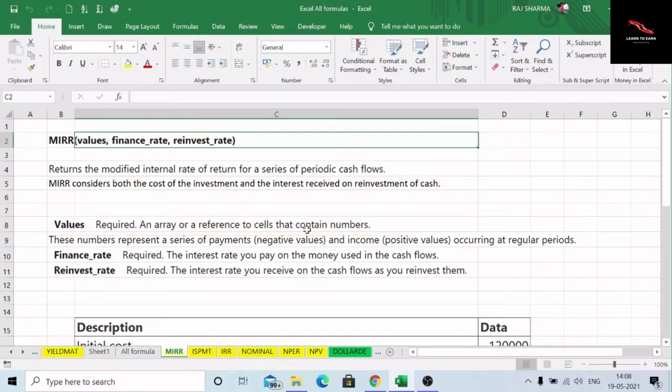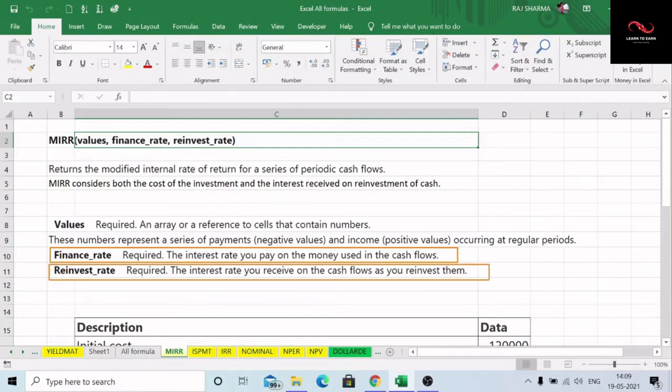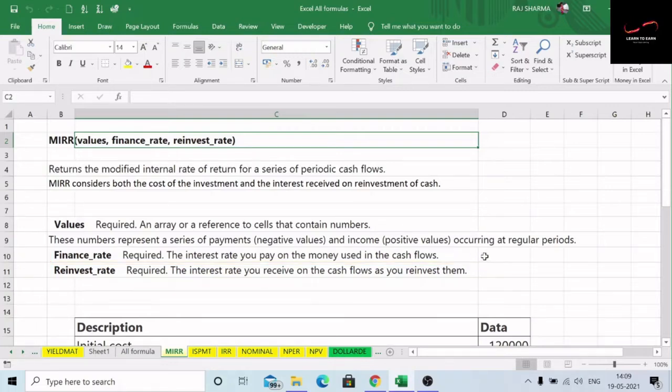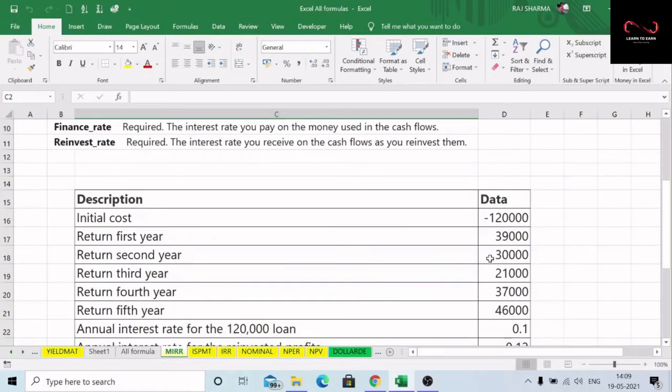Then the finance rate is the rate you pay on money used in the cash flow. So when you are borrowing an amount and then investing it, that is the finance rate of that borrowing. The reinvest rate is the interest rate you receive on the cash flows generated on account of the initial investment, which you reinvest and earn some interest on. Let us try to understand it by an example.